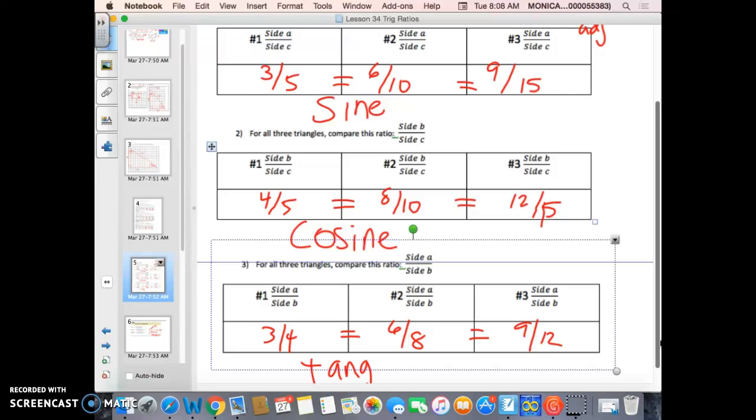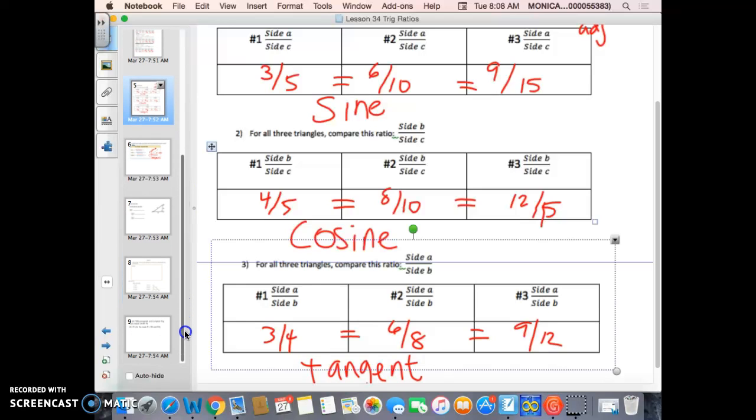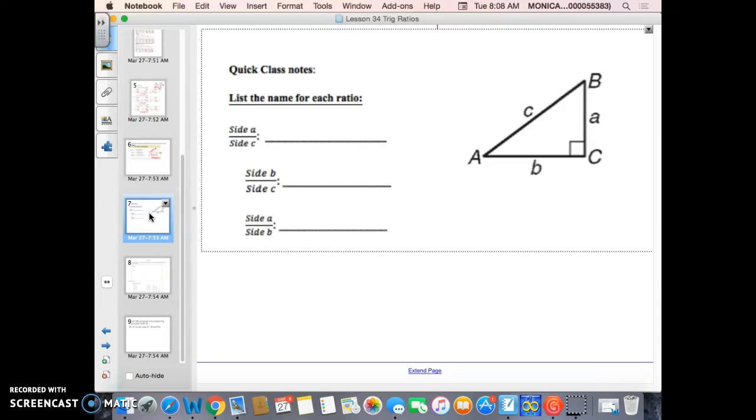Basically, you can find missing side lengths and missing angles in a right triangle by using trigonometry. So the Pythagorean theorem isn't the only way to find missing measures. All right, so let's go ahead and write this again.